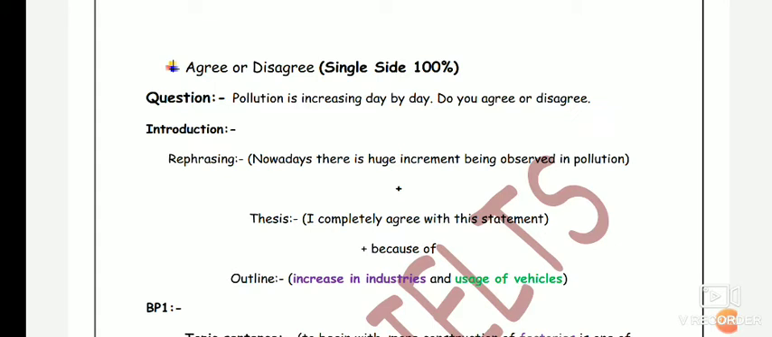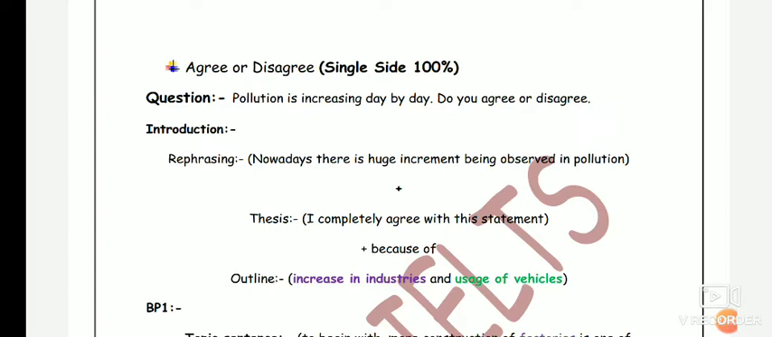Coming to the rephrasing part, nowadays there is a huge increment being observed in pollution. So what I did here is that I have rephrased the question. Rephrasing means I have changed the line into the active and passive form. The meaning of the line is just the same. Okay, then I have additionally added a thesis line. I told you we have to give the answer to the particular question. Like the question was, do you agree or disagree? And for this I have written a thesis line: I completely agree with this statement.